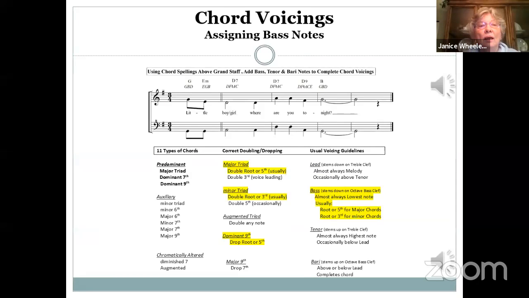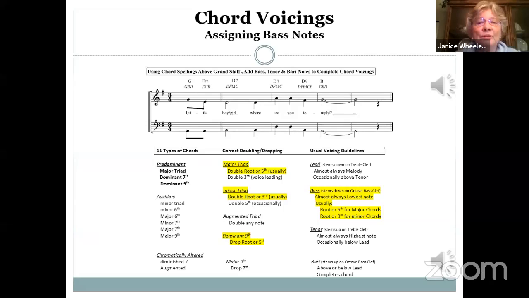Now we're going to add the bass notes. And one of the reasons we add the bass notes first is because the bass note, that vocal line, outlines the implied harmony of the composition. So we know we need to be using, as much as possible, the root of the chord for the implied harmony. So that's what we will do first.